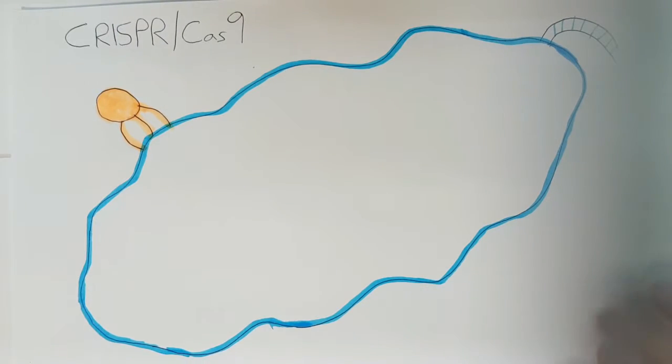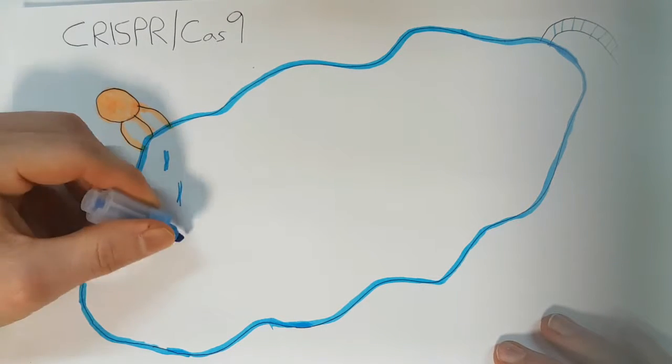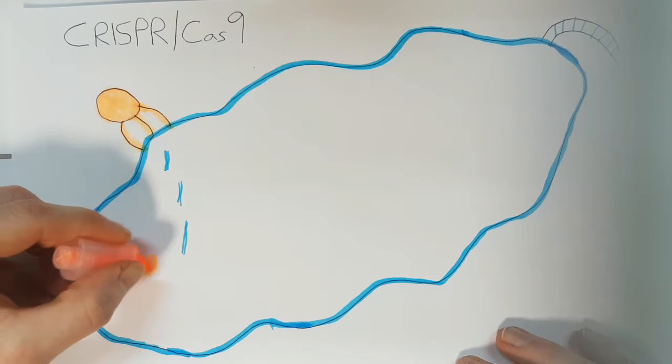Bacterial cells can become infected by small viruses called bacteriophages. These bacteriophages insert their DNA into the bacterial cell. It is then transcribed, which will lead to the production of multiple more bacteriophages.